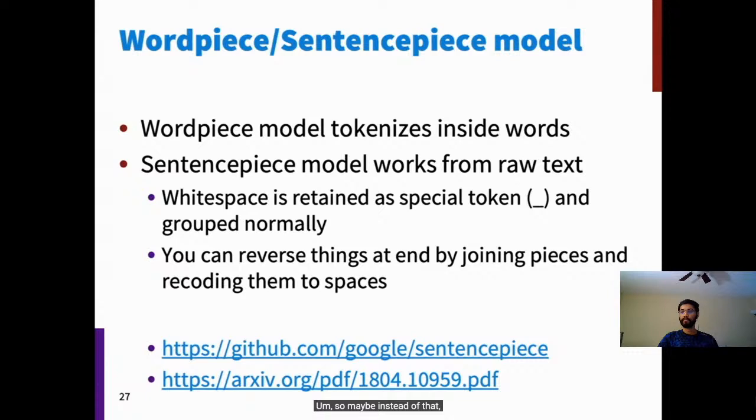So maybe instead of that, we could just go from a character sequence, retain white spaces, and regard that as something that's part of the clumping process, so that you just build your word pieces, which commonly will have spaces on one side or the other of them, because often things inside a word are the more common clumps, and you build those up. And that's proven to be quite successful.